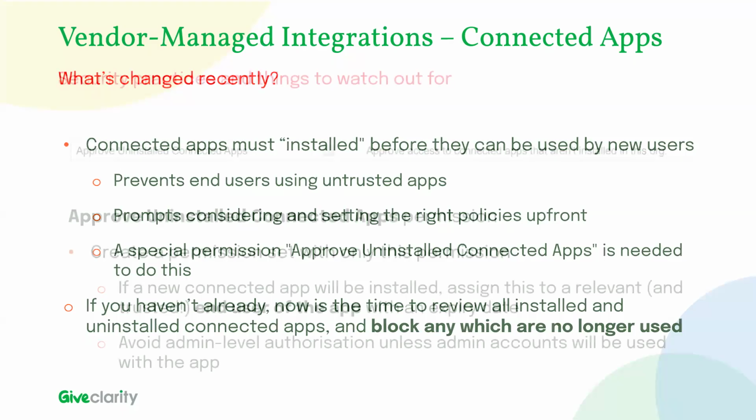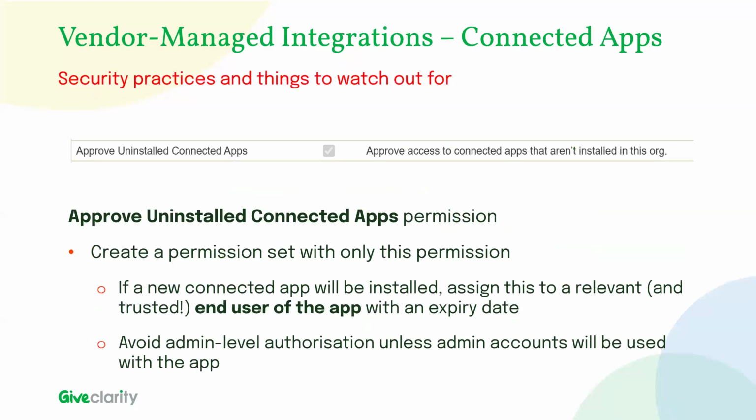Cool. Okay, thanks, Emma. So, a couple of other things I wanted to talk about in relation to connected apps. I touched on this very briefly: there is this new permission, Approve Uninstalled Connected Apps, which is basically what you need to be able to use a connected app that's never been connected to the org before.